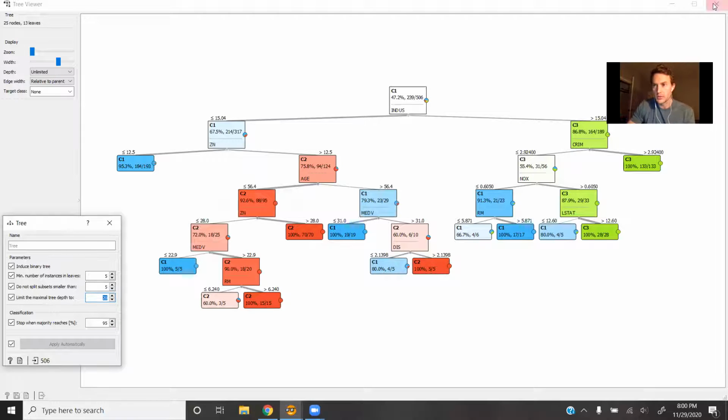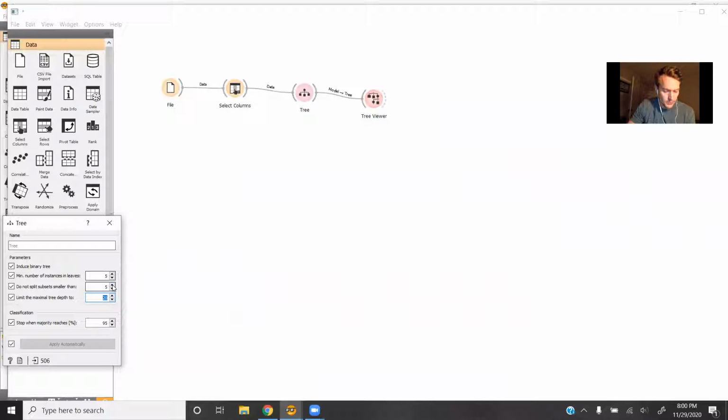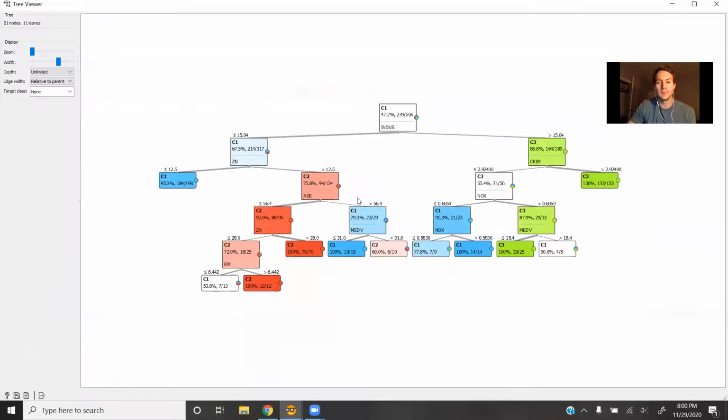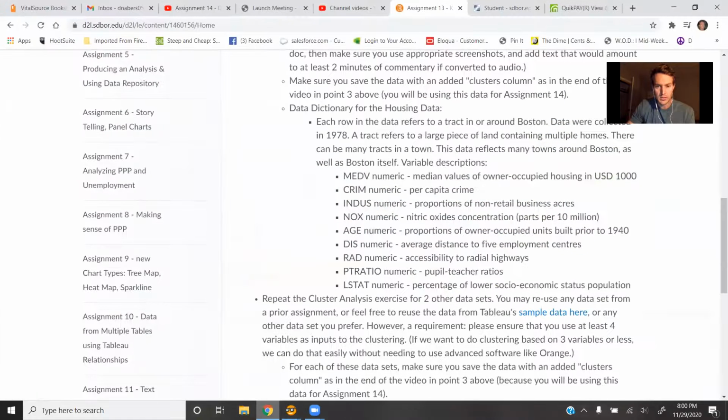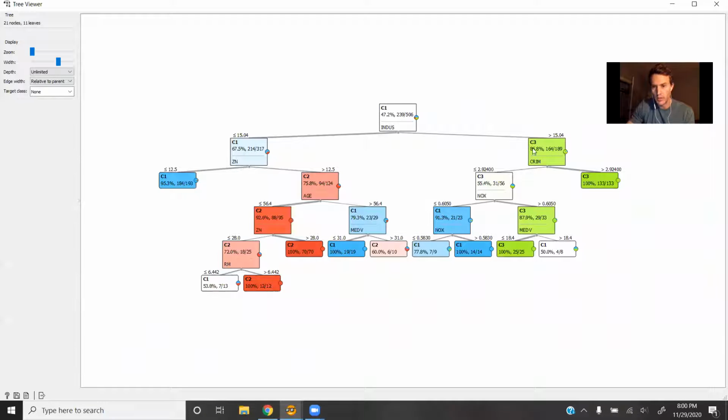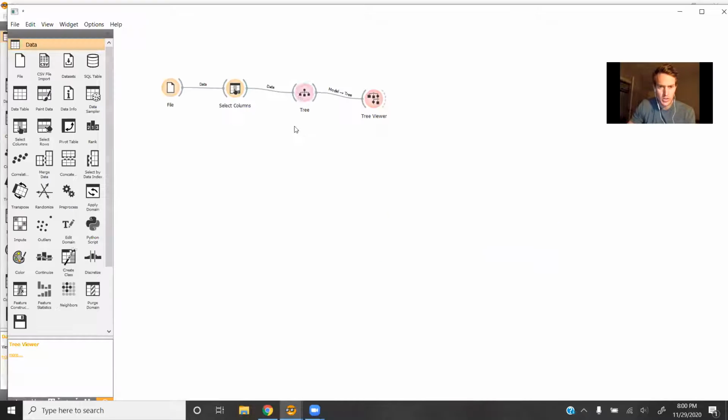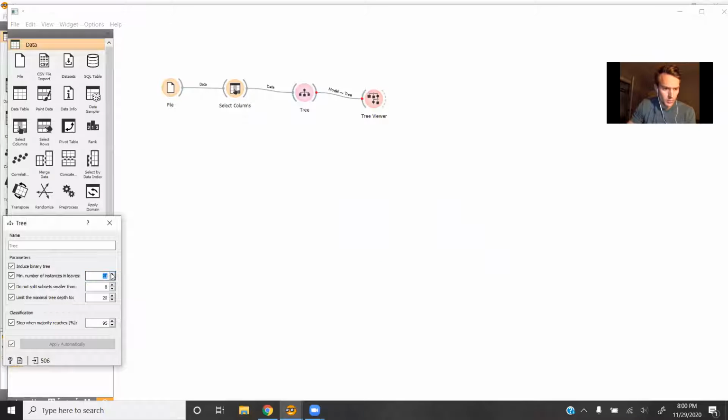Let's change them up a little bit here. So let's get out of this and let's make these bigger. Let's go to 8 and 8. And then we'll leave that at 20 and see what that does for a tree. INDUS, let's see. So it picked the same most important node, and then it picked crime. This one's very similar. It just has a little bit of switch out here with the air pollution and the median value of homes and age.